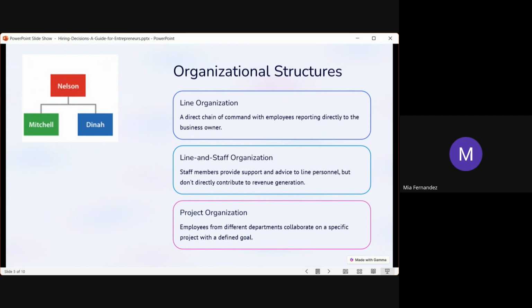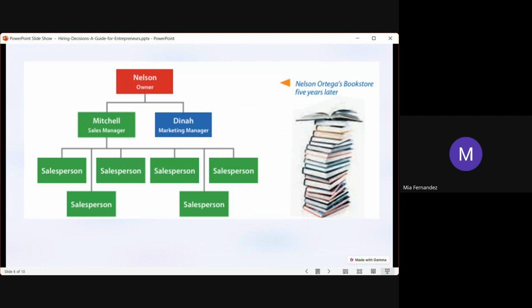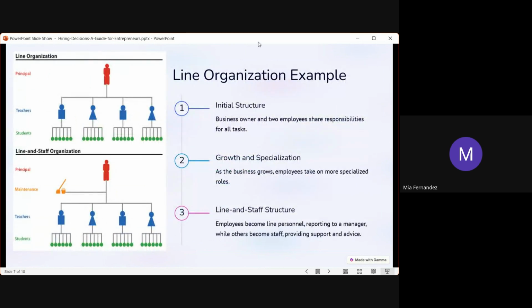Staff members provide support and advice to line personnel but don't directly contribute to revenue generation. So as you can see, di ba? Nelson, Mitchell, and Dina, si Mitchell, sales manager, si Dina, marketing manager. So under si sales manager, meron na siyang different sales people. Kasi nga, dumadagdag na rin, lumalaki na rin yung organization. And line organizations, ayan, example, gaya niyan.